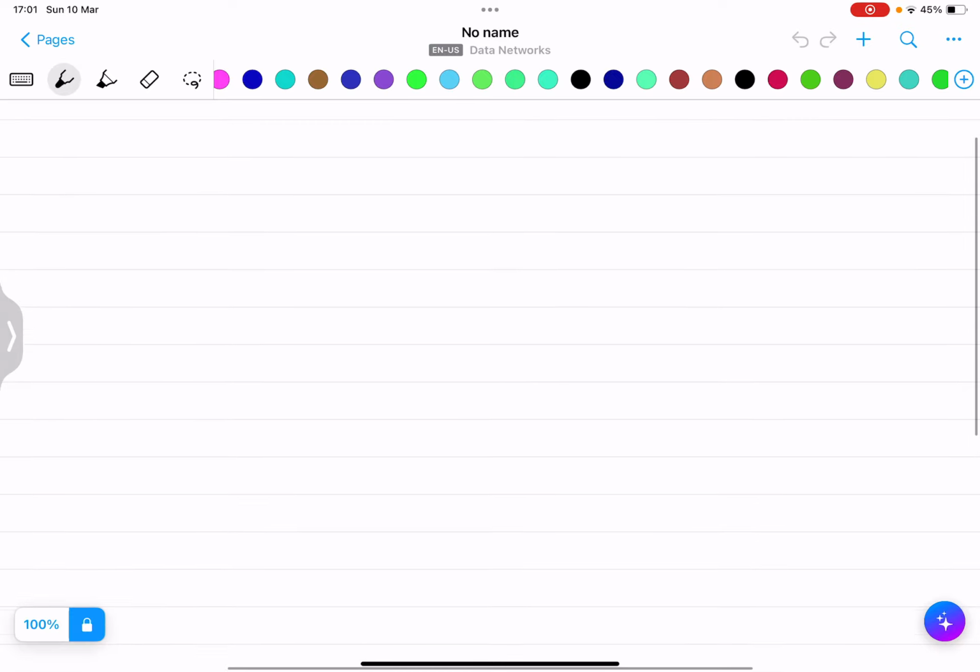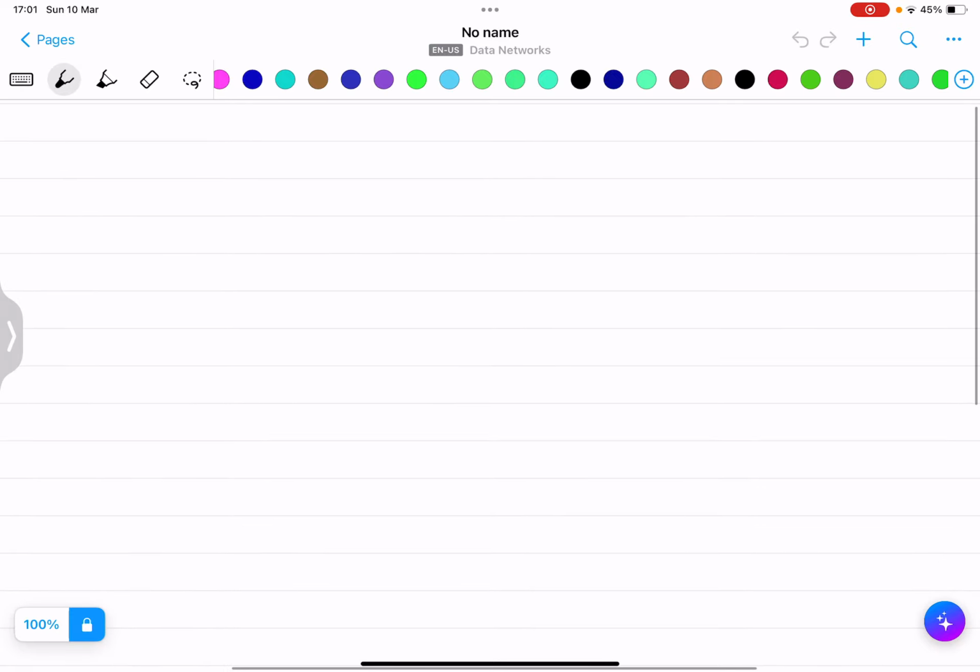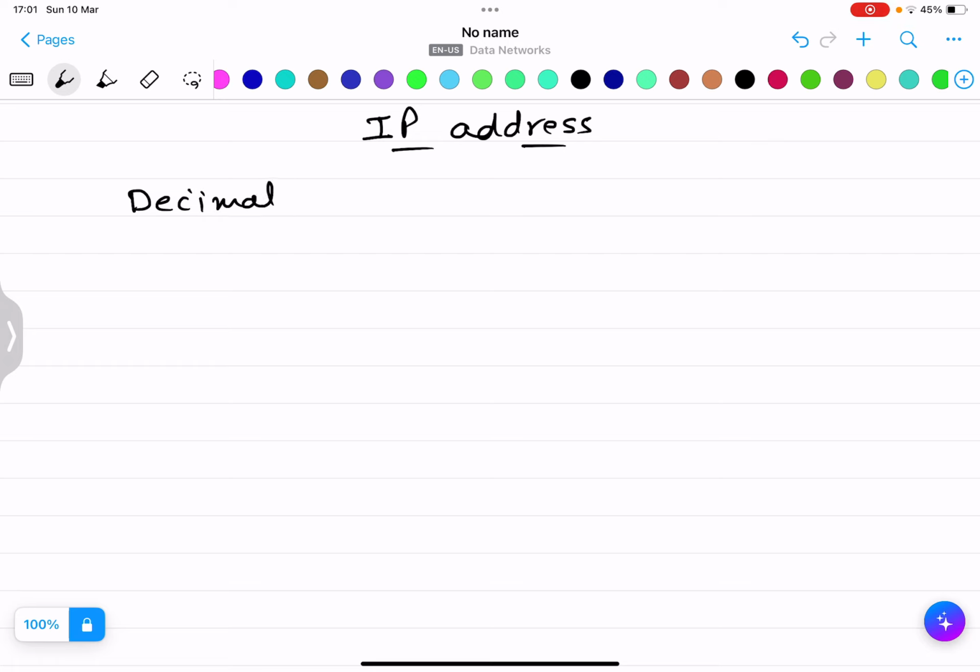In today's video we are going to learn about IP address. An IP address is basically, you might have seen, 4 octets of decimal numbers or 4 octets of binary numbers. So before we go into the details of those 4 octets, we need to know decimal numbers and binary numbers and how we can change them to each other.